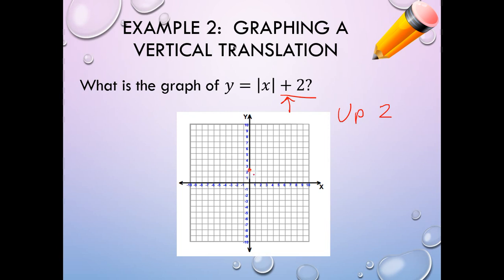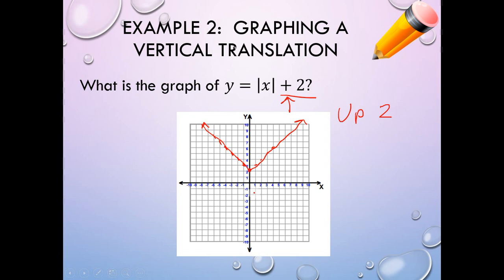So you're always going to want to go up 1, over 1. Put a dot, up 1, over 1, put a dot, up 1, over 1, up 1, over 1. And then also make sure you get the V. So you want to make sure you get both sides. And then draw your V. Notice how it looks just like the absolute value parent function, but only it's been moved up 2 units. That is a vertical translation. Now, if this would have been a minus 2, I would have taken my V and moved it down 2.